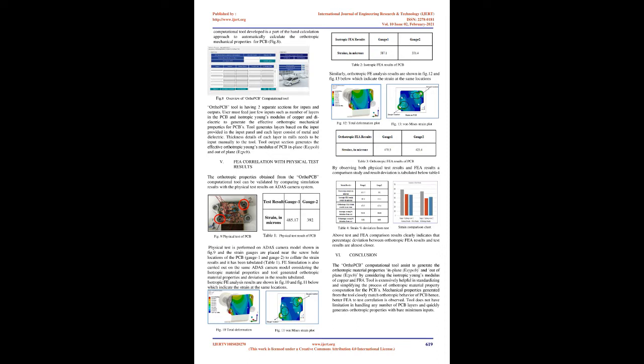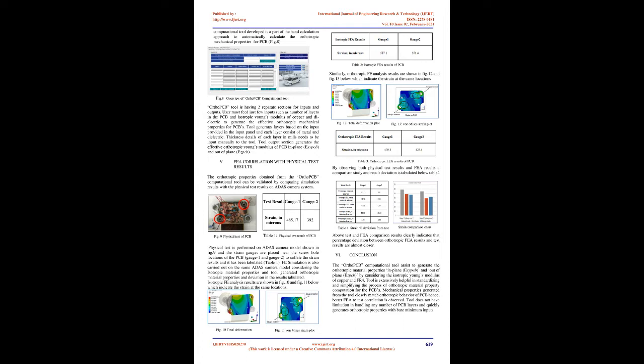This paper describes how to find the equivalent elastic modulus of PCB considering the isotropic material properties of copper and FR4 using formulae. Equivalent elastic modulus of PCB in plane, EXIP, and out of plane, SCIB, can be calculated using the below formulae, where L is the change in length and Lo is the original length.